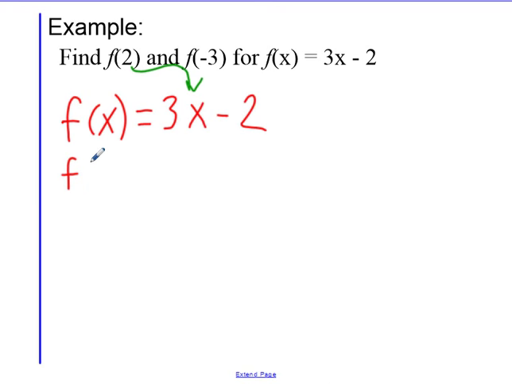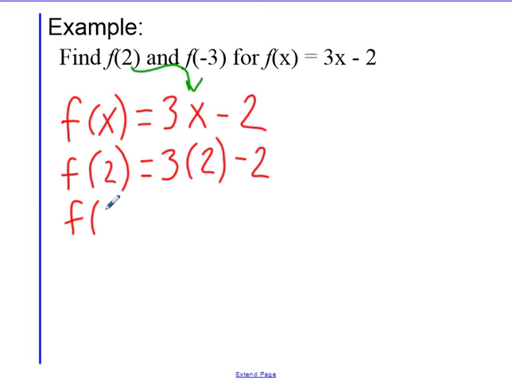Now, it's going to say f of 2 is equal to 3 times 2 minus 2. We can go ahead and work that out and come out with f of 2 equals 6 minus 2 is 4. So f of x is 3x minus 2. F of 2 is equal to 4.